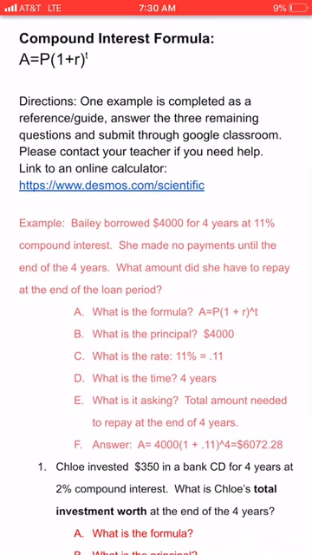What is the rate? Okay, right here it tells us 11%. The rate will always be the one with the percent. This week we're gonna add another step. We're gonna change that 11% into a decimal so we can fit it into our formula. So whenever it tells us a percent, we're gonna convert it to a decimal. So it says 11%.